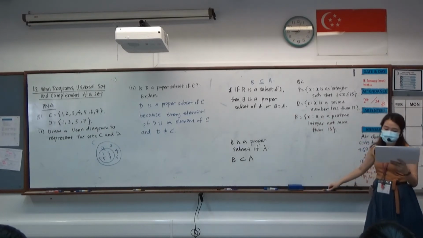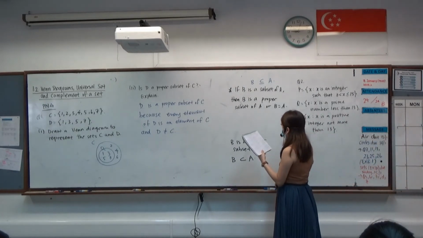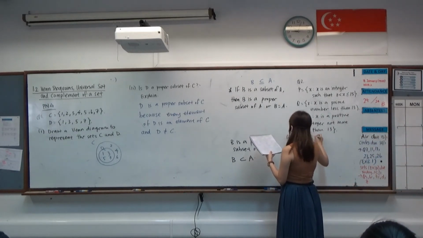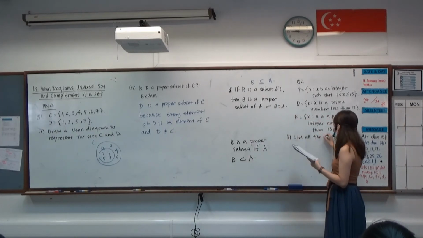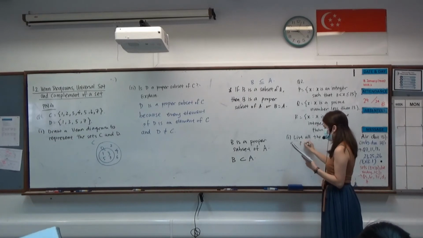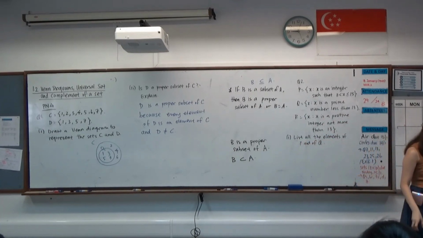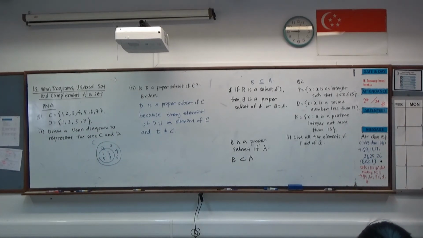Okay, so in question 2, we have these P, Q, R sets. In part 1, we want to list all the elements of P and Q. Could you take a minute to write down the elements of P and of Q?